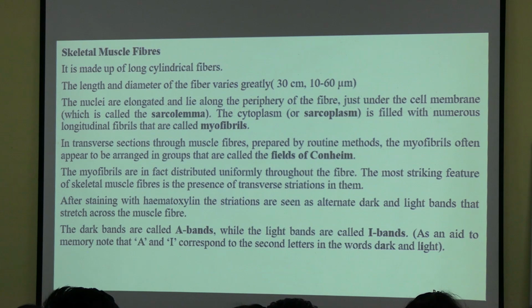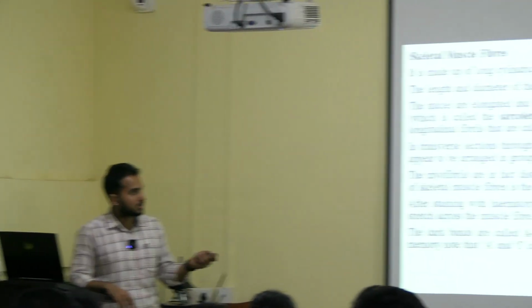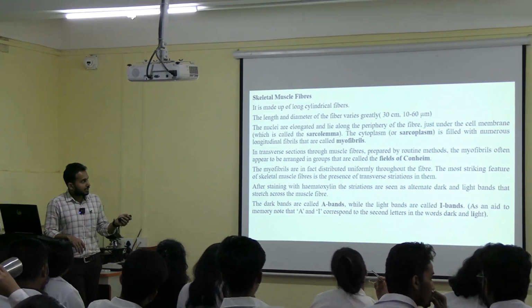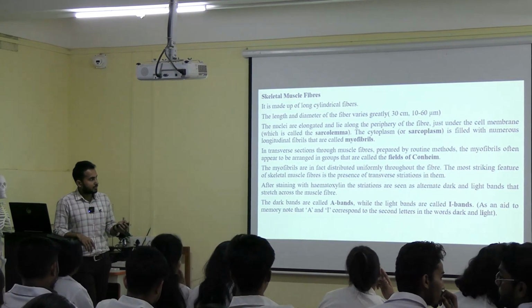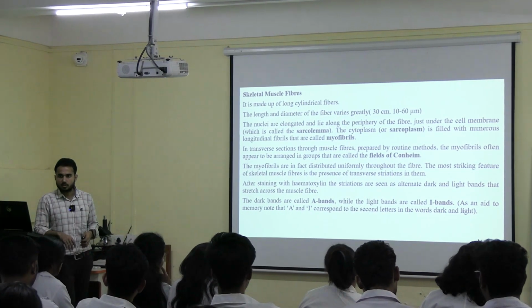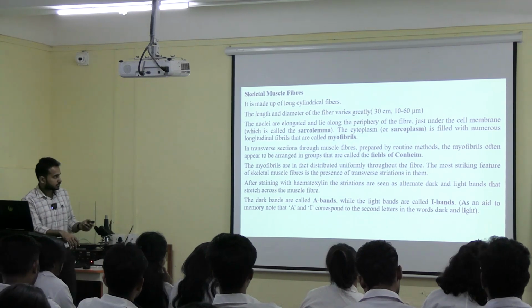Myofibrils are present. Now in the transverse section, the myofibrils often appear to be arranged in groups, and these are called fields of Cohnheim. So if you take a TS, they appear in a group, and this is called fields of Cohnheim. Now the myofibrils are uniformly distributed throughout the fiber, and the most striking feature is the presence of transverse striations, which I have shown you just now.